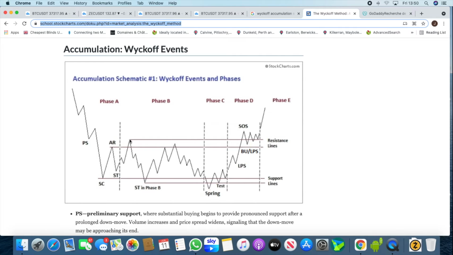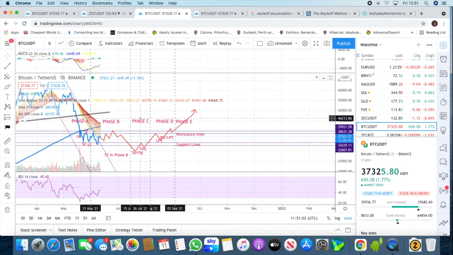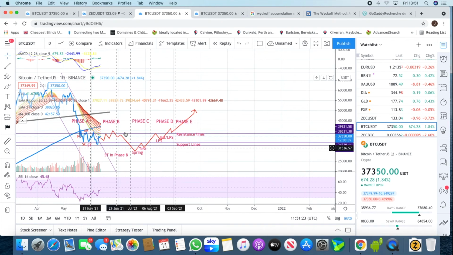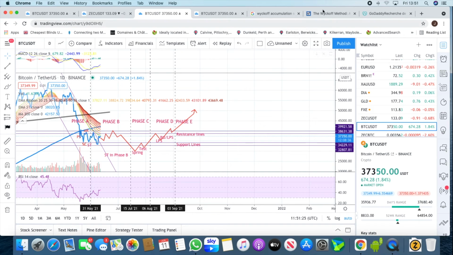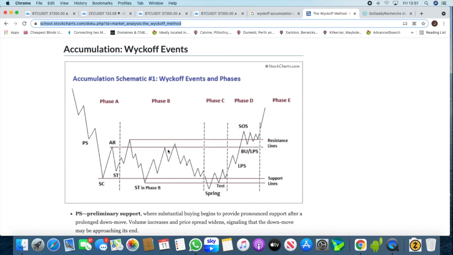We've come into phase B, tested the top resistance, and we've made our way down to the secondary test of phase B of the accumulation area. So here we are. We came up. We tested the support lines. We've come down. We've had our secondary test of phase B, and look what we're doing. We're heading into this meaty bit of effectively sideways trade, ranging between 30 and 40,000. This is what I believe that Bitcoin is doing, and this is the part we're in here, phase B.